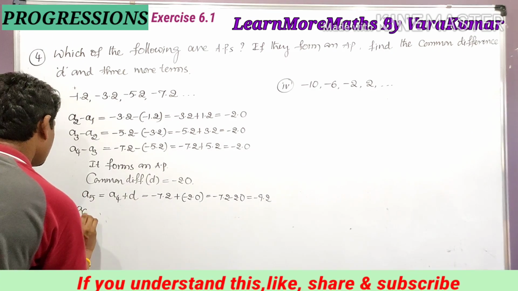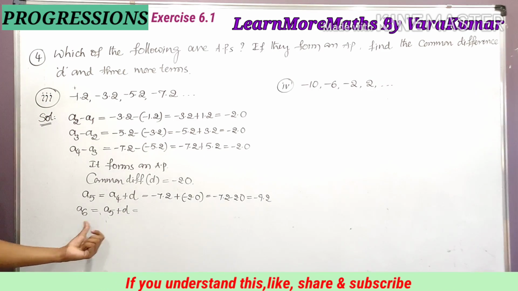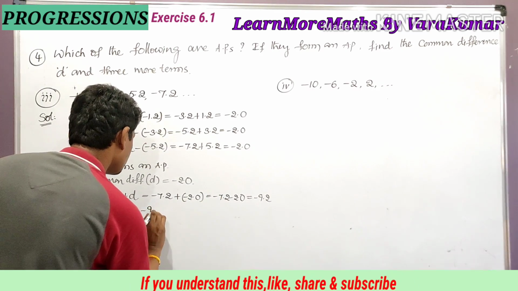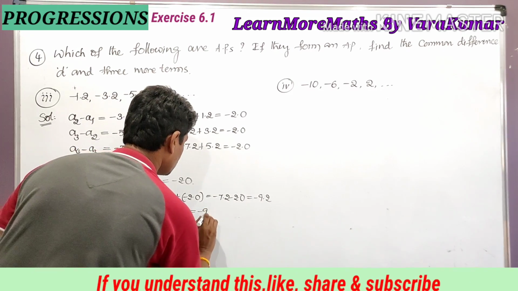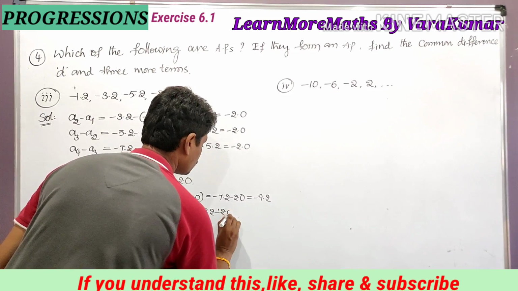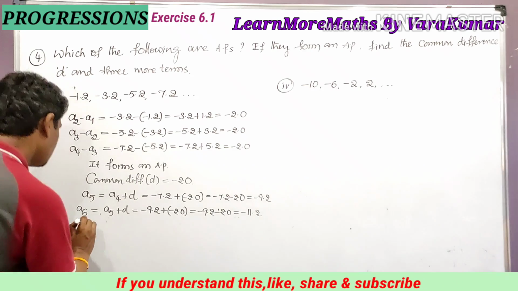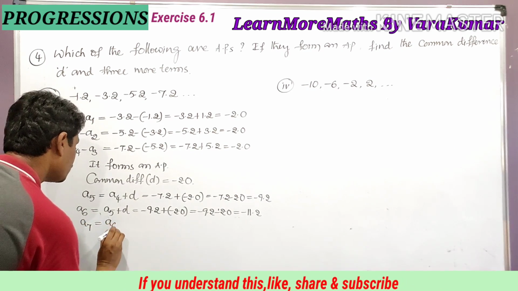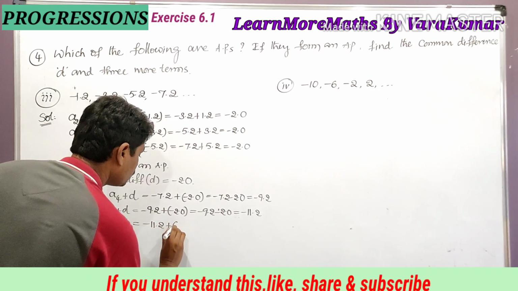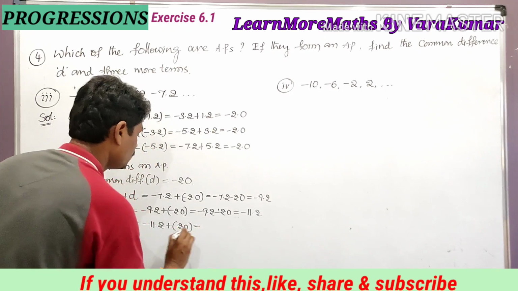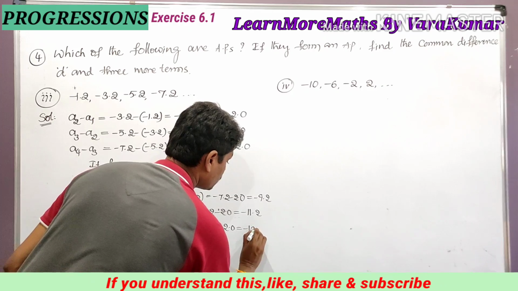So in the same way, we have to find A6 is equal to A5 plus D. So we have A5 is equal to minus 9.2 plus D is minus 2.0, that is minus 9.2 minus 2.0, it is minus 11.2. So this is A6 and A7 is equal to we can write A6 plus D. So again we have A6 is equal to minus 11.2 plus D is minus 2.0. So we can get minus 11.2 minus 2.0, minus 13.2.